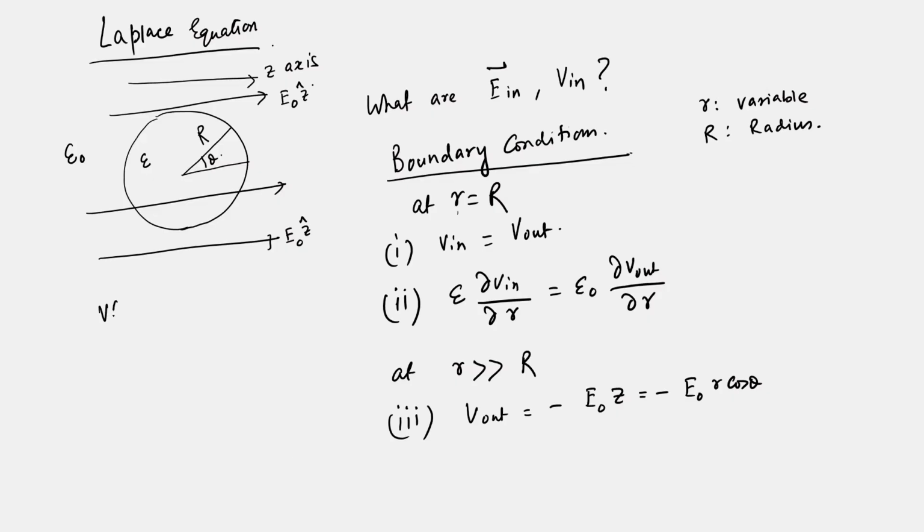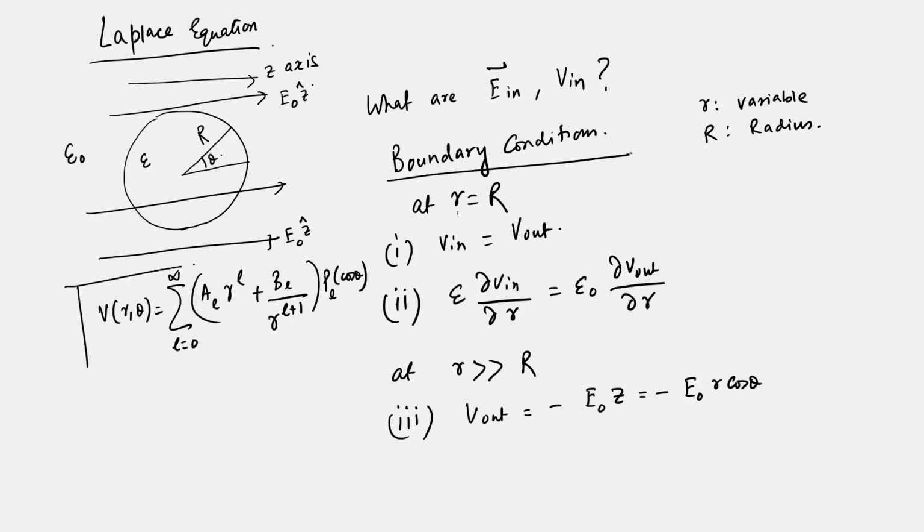And we have written down the solutions for this, and the solution is V of r, theta equal to, we might have written it with m, but here we are writing it with L, sum over L equal to 0 to infinity, of A L r to the power L plus B L r to the power minus (L plus 1), times P L cos theta. That is the solution that we have written down earlier by solving this Laplace's equation in spherical polar coordinates.